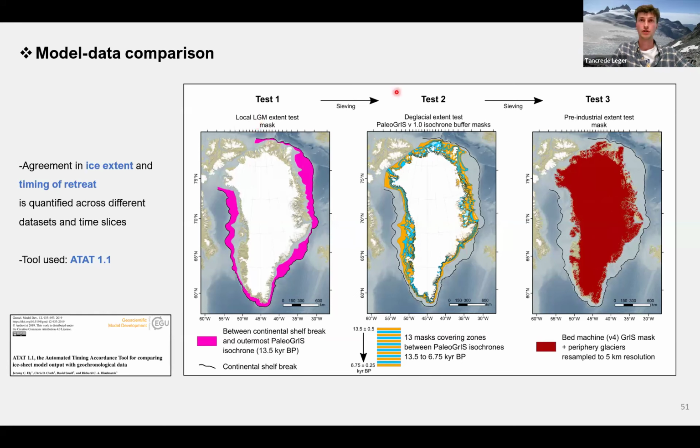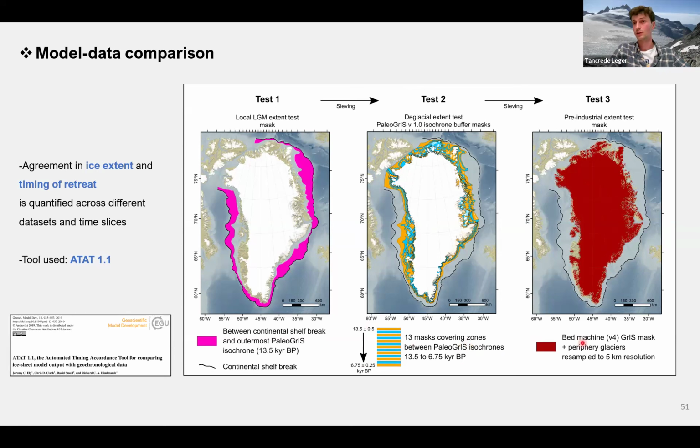Test number 2 is actually using the PaleoGrIS reconstruction. So what I presented in the first half of the talk. We have these buffer masks that are between our isochrones because our isochrone lines are actually too high resolution for a model that is only 5 kilometer resolution. And so we use these buffers between isochrones to have 13 masks covering zones between the PaleoGrIS isochrones. So we go from 13.5 to 6.5 thousand years ago.